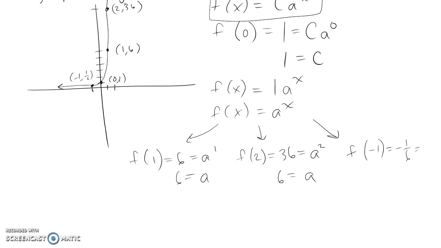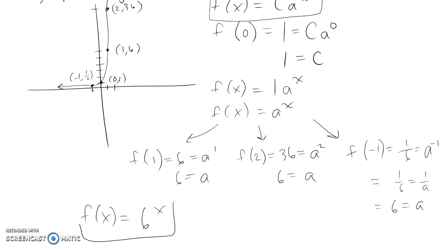And when we set 1/6 equal to a to the negative first, because we're plugging in negative 1 here, we can see 1/6 is equal to 1 over a. I'm sorry, it shouldn't be negative 1/6, it should be positive. Excuse me. We see that 6 is indeed equal to a. So our final function then is f of x equals 1 times 6 to the x, or just 6 to the x.